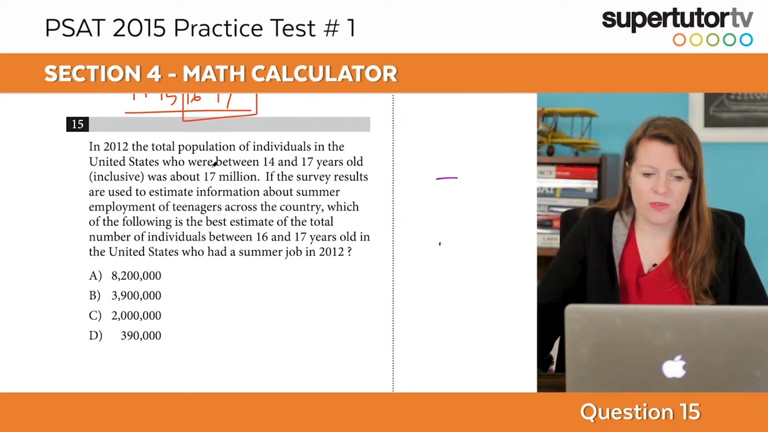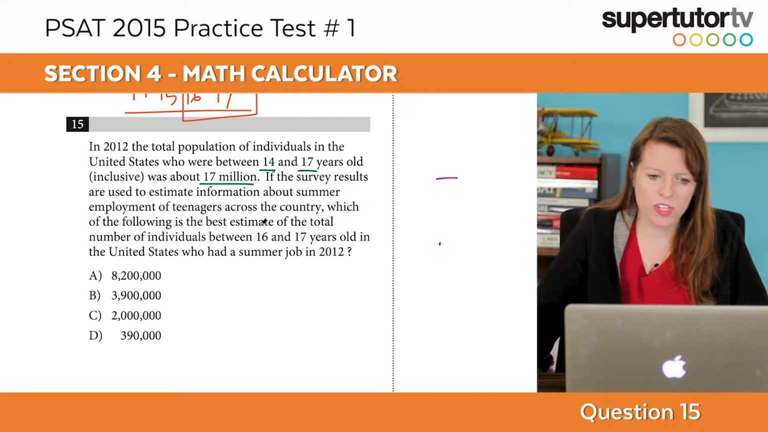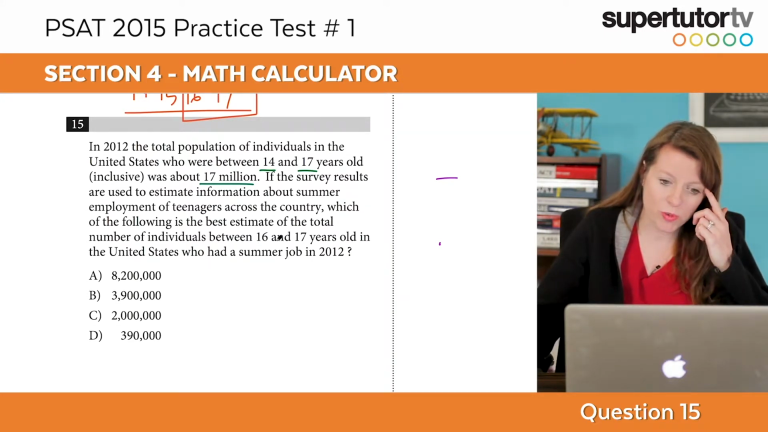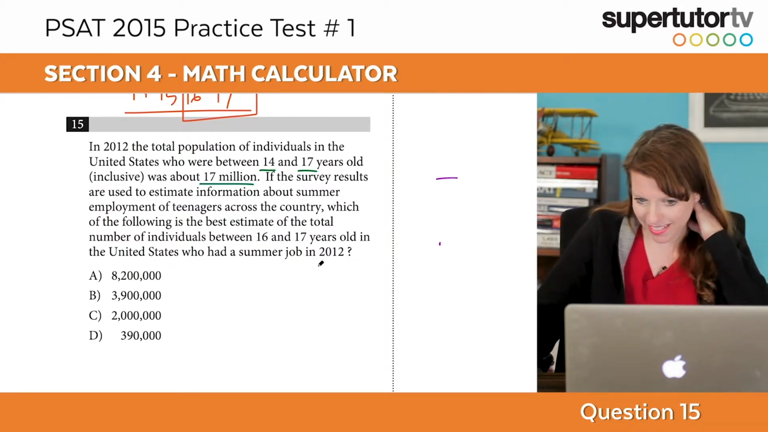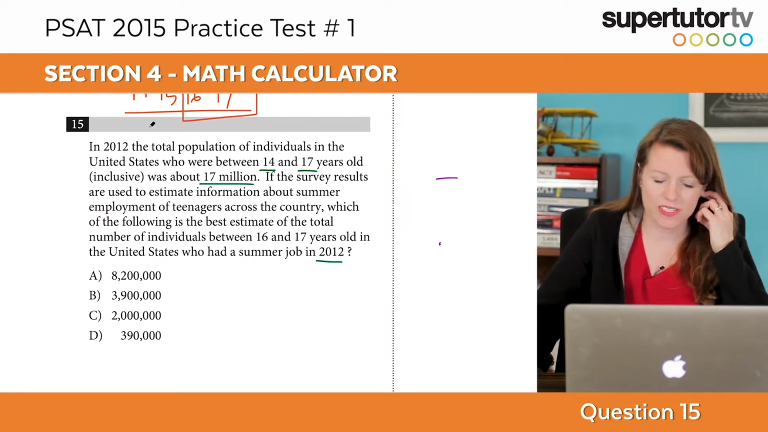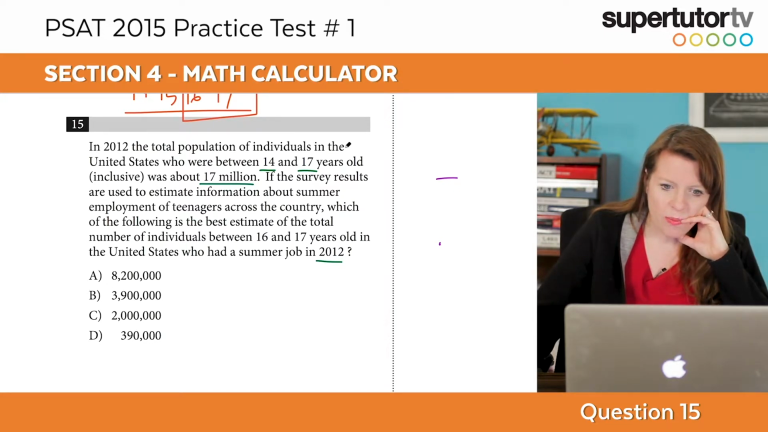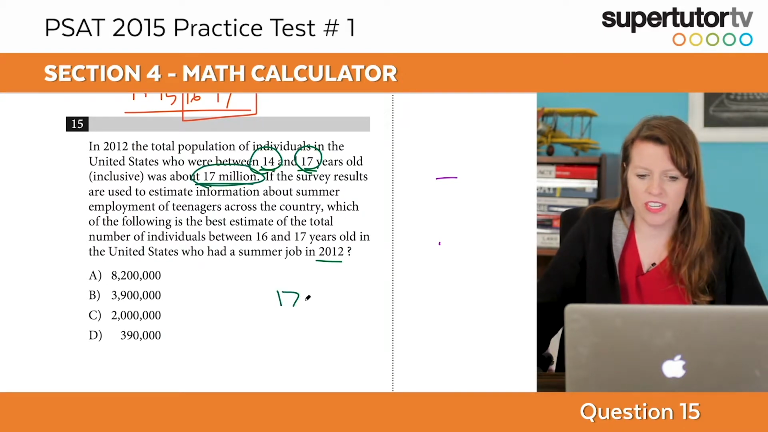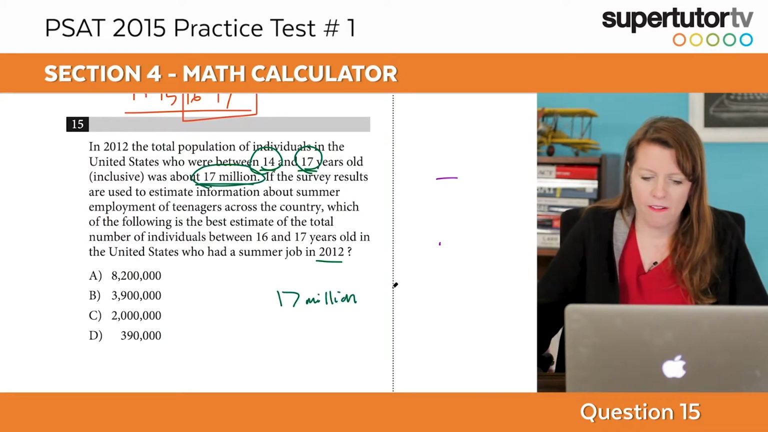2012, population of the individuals in the United States who were between 14 and 17 years old was about 17 million. Whoa. If the survey results are used to estimate information about summer employment of teenagers across the country, which of the following is the best estimate of the total number of individuals between 16 and 17 years old in the U.S. who had a summer job? Okay, lots of stuff here, so let's just break this down a little at a time. In 2012, the population of individuals who were between 14 and 17-year-olds was 17 million. So there's 17 million 14 to 17-year-olds. Okay? The surveys are used to estimate information about the employment of teenagers across the country.